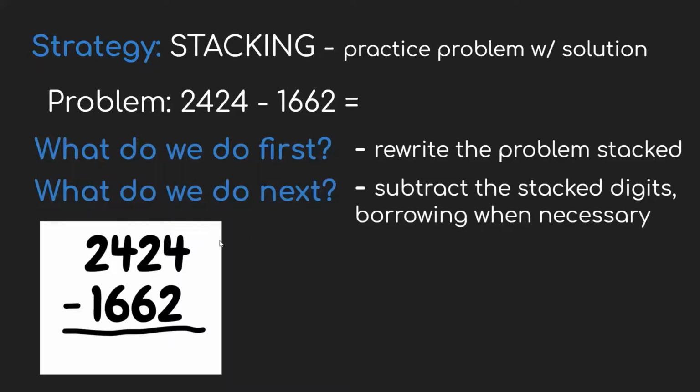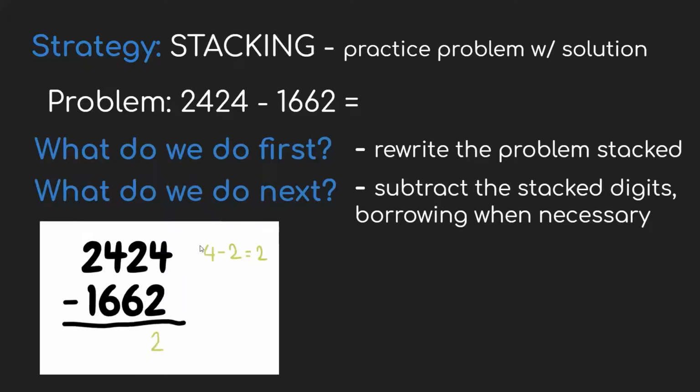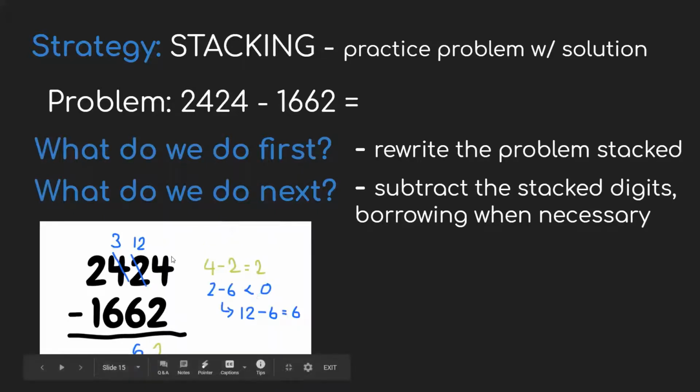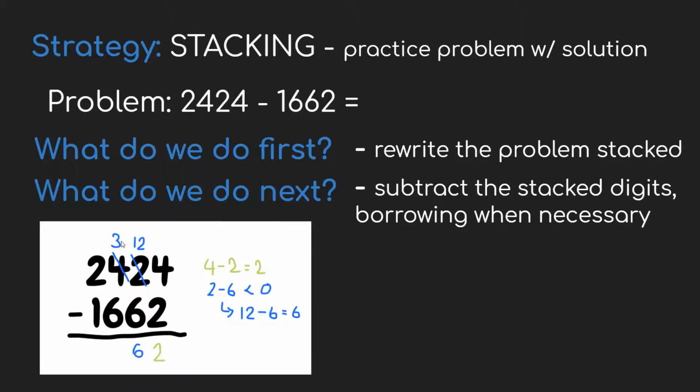So let's see. We're rewriting the problem stacked. 2,424 over 1,662. And then we're going to subtract those two numbers. Then we're going to start subtracting from the right side. So first we do 4 minus 2, which is equal to 2. Then we have to move on to the tens digit with a 2 minus 6. But 2 minus 6, right? It's less than 0. So we're going to have to actually borrow 1 from the hundreds digit. So this 4 is going to become a 3. And this 2 is going to become a 12. Then we can do 12 minus 6, which is equal to 6.